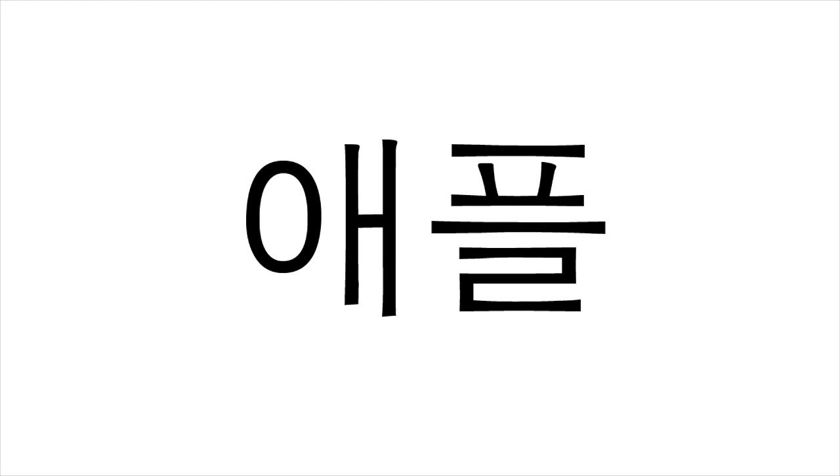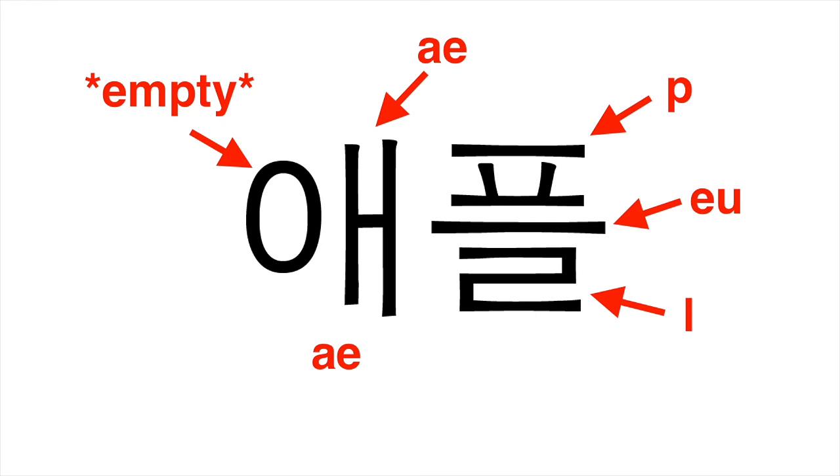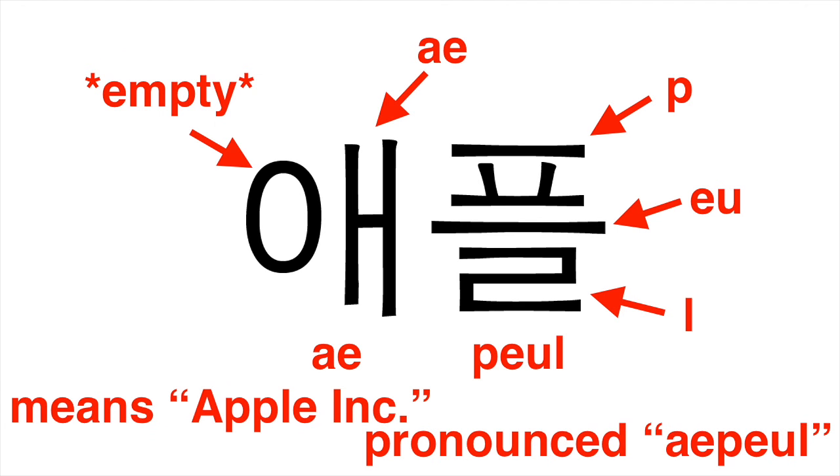The next word is this. The first letter has iung, which is completely empty, and the vowel is E, so it's E. The second letter has P, which has a P sound, and the vowel is U, and the bottom is R, which has an R or L sound, so it's Per. Now put them together and you get Epper. And yes, it means apple, the company.